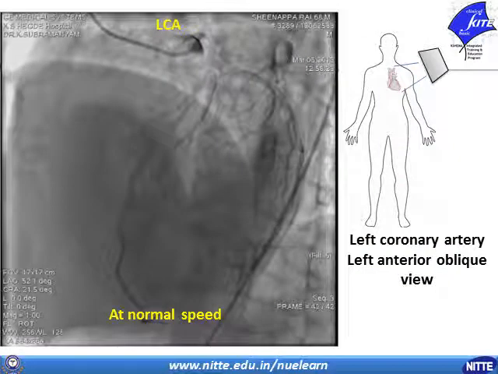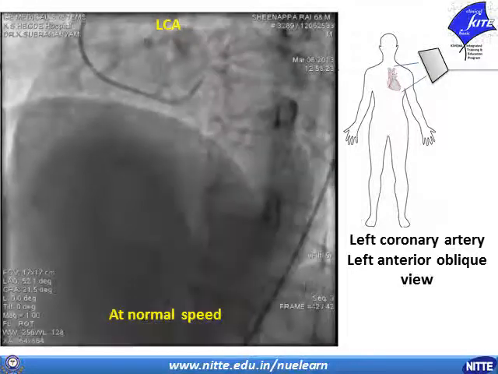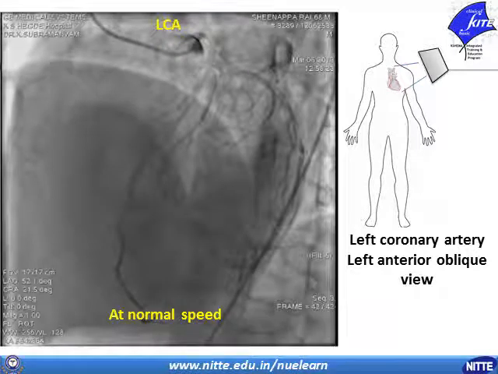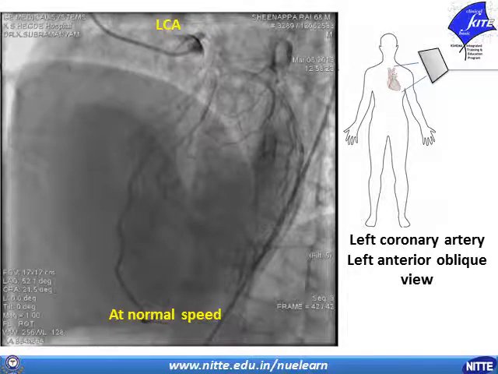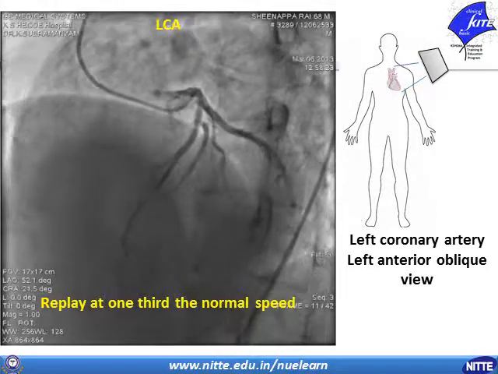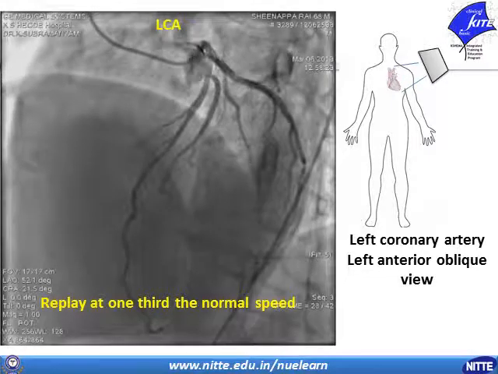So let us look at a coronary angiogram in a normal healthy subject which has been captured in the left anterior oblique view. This angiogram is being played now at normal speed. As you can see, the injection of the dye highlighted the anatomy of the coronary artery. Let us take a relook at a slower speed. This is the same angiogram being played back at 1/3 the normal speed.